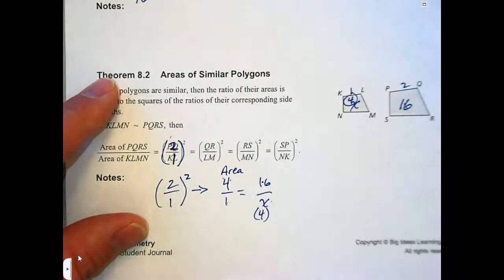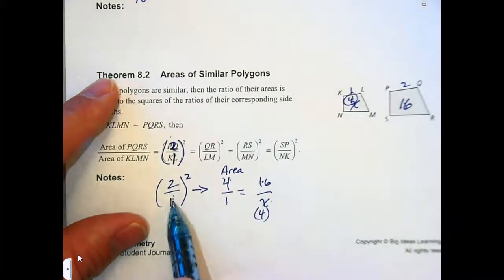Volume is measured in what type of units? Cubic. What are you going to have to do to volume? You're going to have to cube your similarity ratio, to the 3rd power.